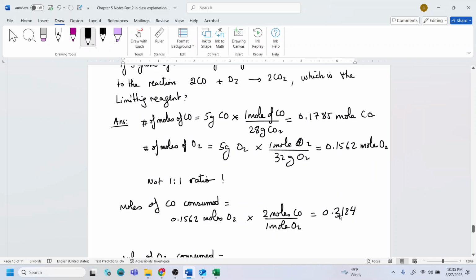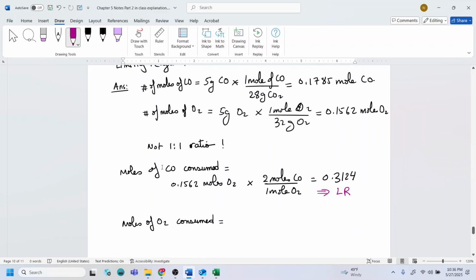Notice over here, you compare the moles of the CO consumed with the moles of the CO that you calculated earlier, and you can see the number is higher. I don't have this amount. So I would say that definitely the CO in this case is going to be my limiting reagent. This is more than what we originally have. So this makes the oxygen in excess.